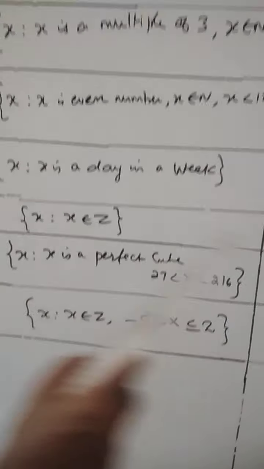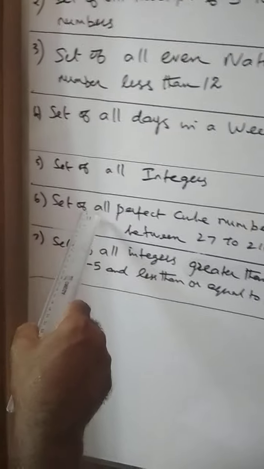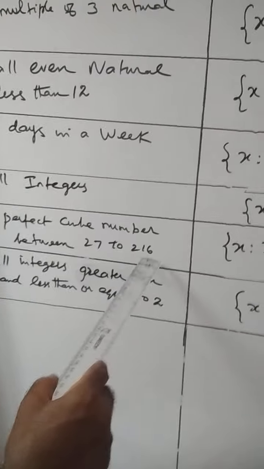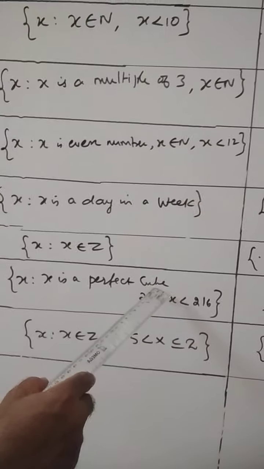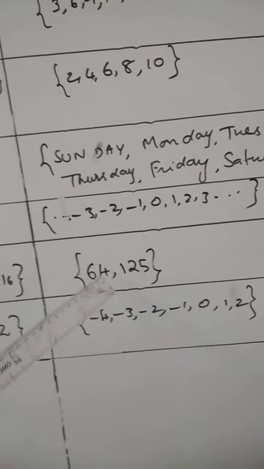Then next, set of all integers. Here we can write x belongs to the set, x is an integer. So you write all the elements, minus infinity to plus infinity, any elements. Then the sixth one, set of all perfect cube numbers between 27 and 216. Write it in words. Here x is a perfect cube, 27 less than x less than 216. So only two numbers occur, 64 and 125.